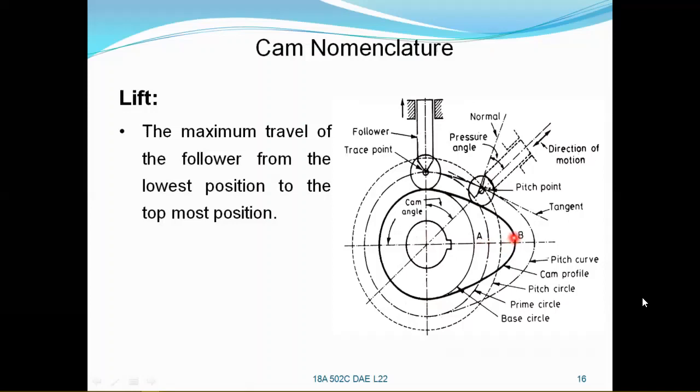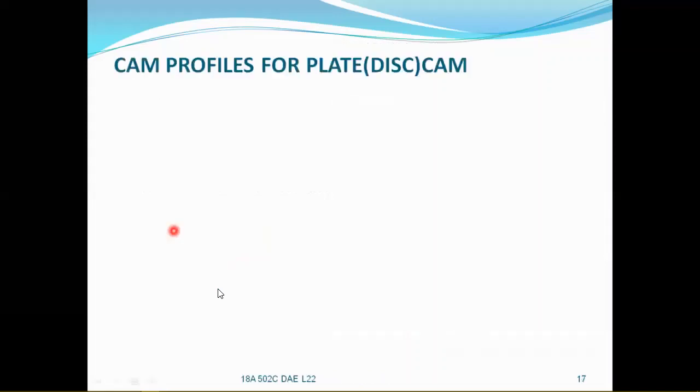That is called lift, or also called throw, or also called stroke. Whether you call it lift, throw, or stroke, it is the same. So simply in this figure, A to B is the lift or throw or stroke. Now this is all about the nomenclature.